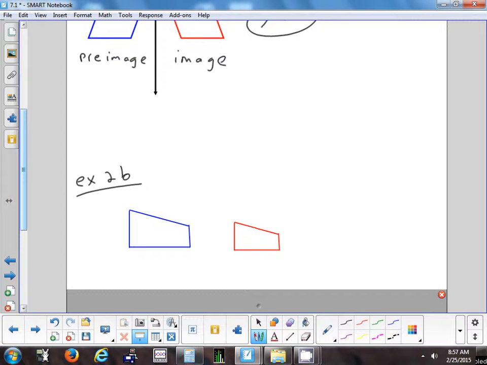How about example 2b? Is that an isometry? What do you think? Luke? No. What does that look like? We haven't studied it, but it kind of looks like a reduction. Everything's been reduced proportionally. Okay, so this is not an isometry.